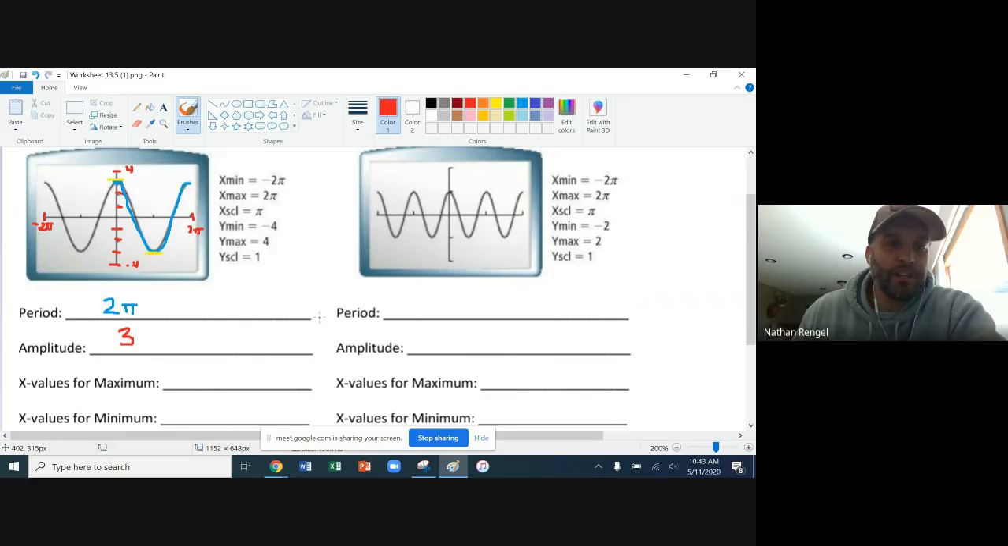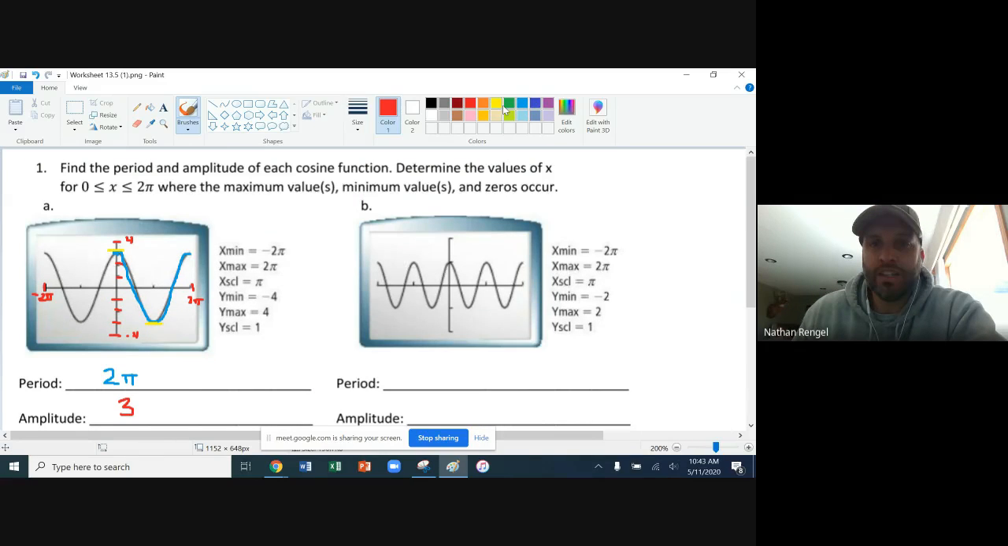Next, we're going to find the x values for the maximum and minimum. Now, one thing to keep in mind is it is telling us just for 0 to 2 pi. So determine the values of x for 0 to 2 pi where the maximum, minimum, and zeros occur. So I'm going to kind of cut off my screen here. I'm only looking at this window right here. So where are my max, min, and zeros from 0 to 2 pi? So I'm not worried about anything on this side. All the stuff over there, I'm not worried about any of those.